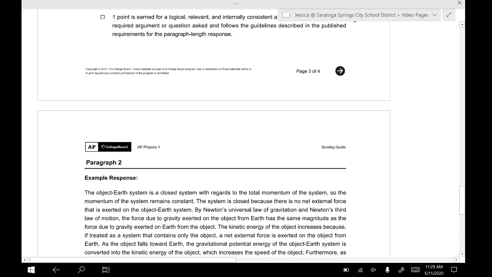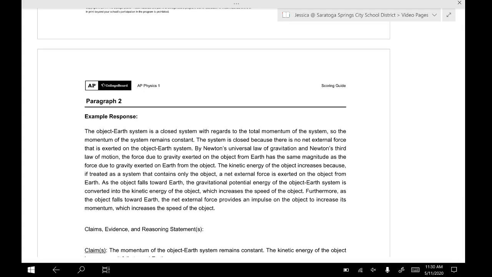So their example response says the object Earth system is closed with regards to the total momentum. So the momentum of the system remains constant. The system is closed because there's no external forces. By Newton's universal law of gravity and third law of motion, the force due to gravity exerted on the object from the Earth is the same magnitude of the force of gravity exerted on the Earth from the object. So they went a Newton's third law route with this instead of an equal and opposite momentum route with this. Still actually similar laws, though.